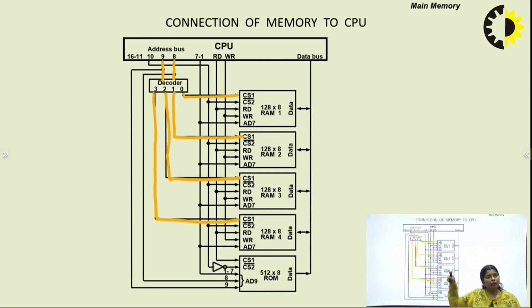So here, because there are 4 RAM chips, there is 1, 2, 3, 4. So the decoder is there. Now for this decoder, the 2 bits of the CPU address bus, that is the 8th and 9th bit, are converted into 4 lines by using the decoder. That is, 0, 1, 2 and 3. The 0th line goes to the CS1, that is chip select 1. Next, chip select 1 goes to RAM 2 and 3 and 4 and so on.